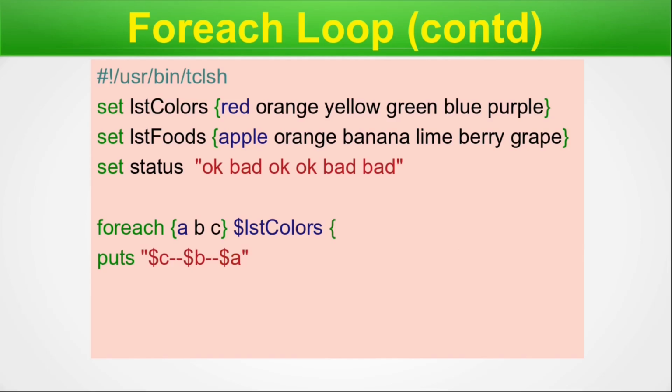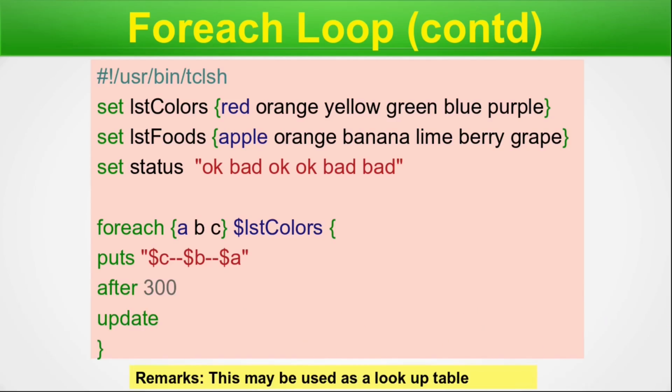So here we start our foreach loop and we call A B C from the list of colors, and we put C B A. And after that we update. So this way we can use the three lists separately and we can use them as a lookup table. Okay.